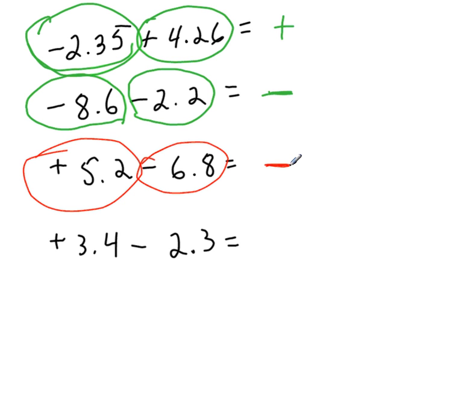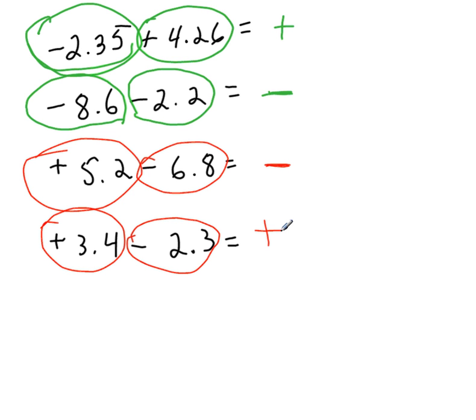And for the fourth example, I have 3.4 and then I lost 2.3. So even though I've lost something, I haven't lost as much as I had in the beginning, so I will have a positive answer. Sometimes being able to tell whether it's a positive or negative number before you do the arithmetic is really helpful to be able to solve the problem.